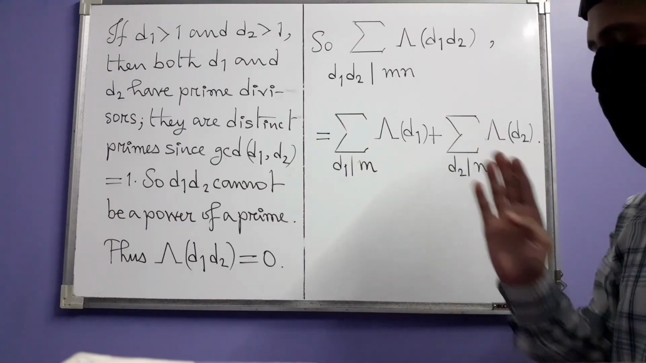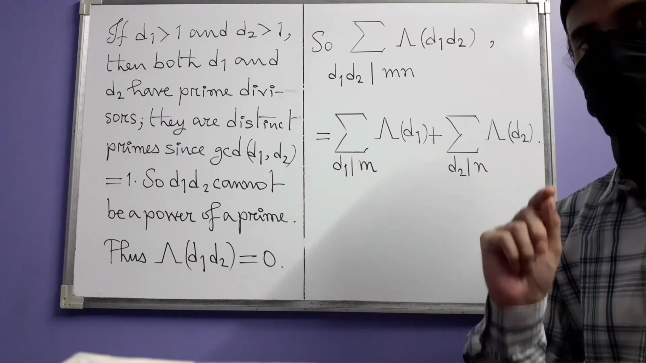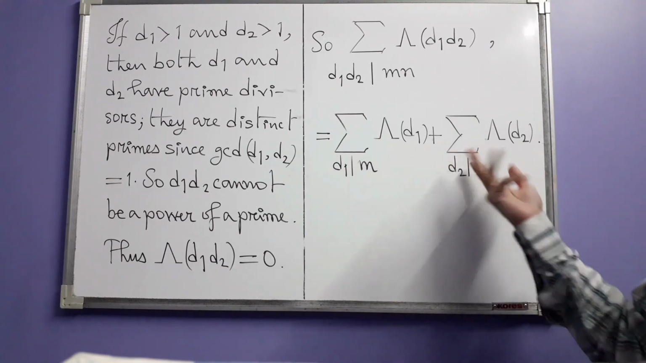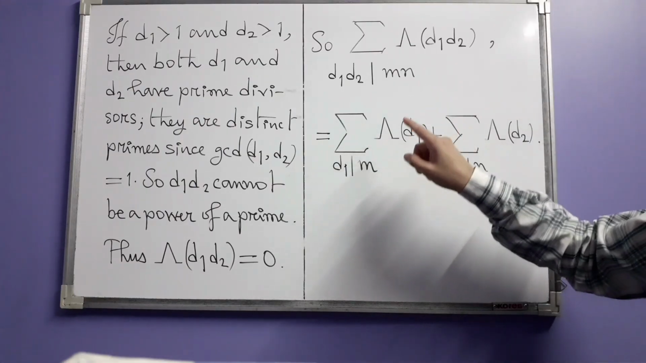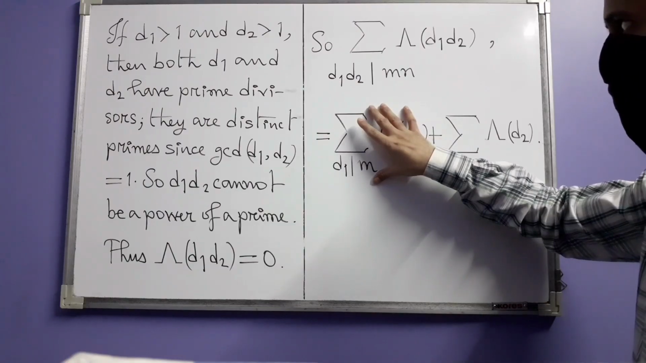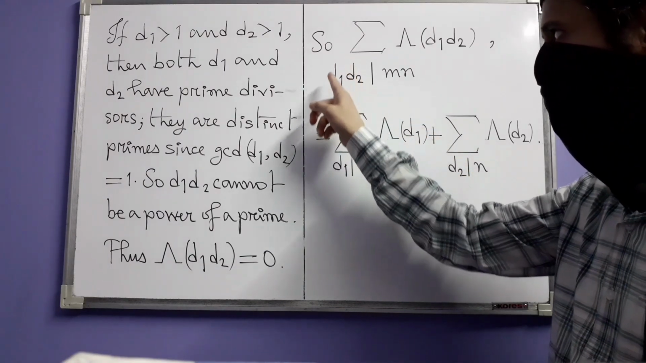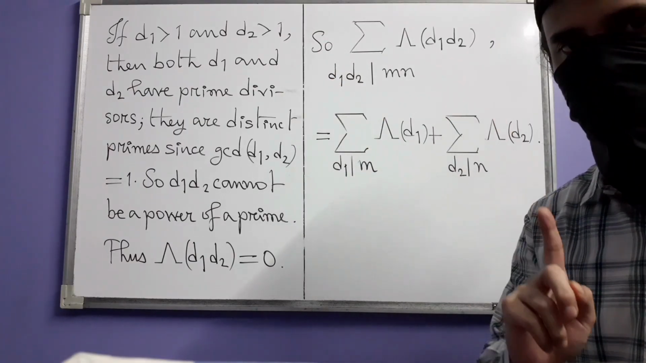But let's look carefully at these two sums and try to understand what went on here. We cannot just simply carelessly say that, okay, we get these two sums and that's it. So this sum is the result of considering that case where, in all these d1 d2, d2 is equal to 1.